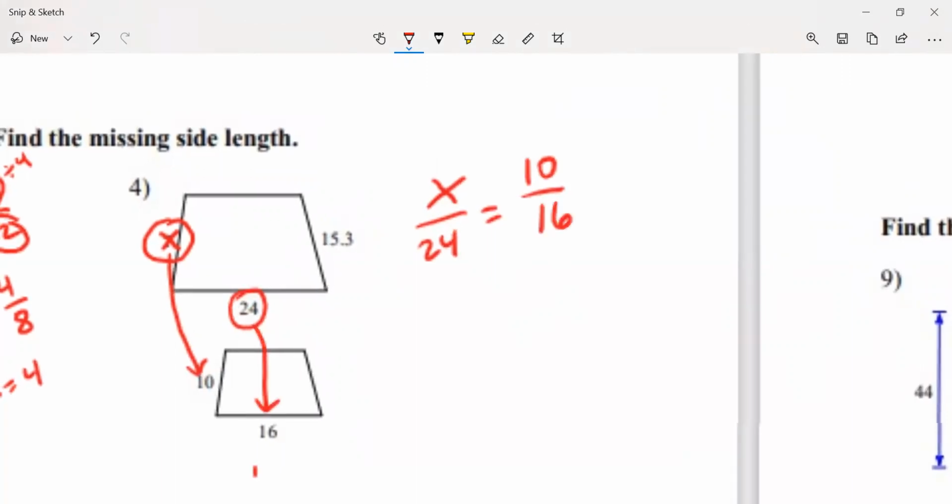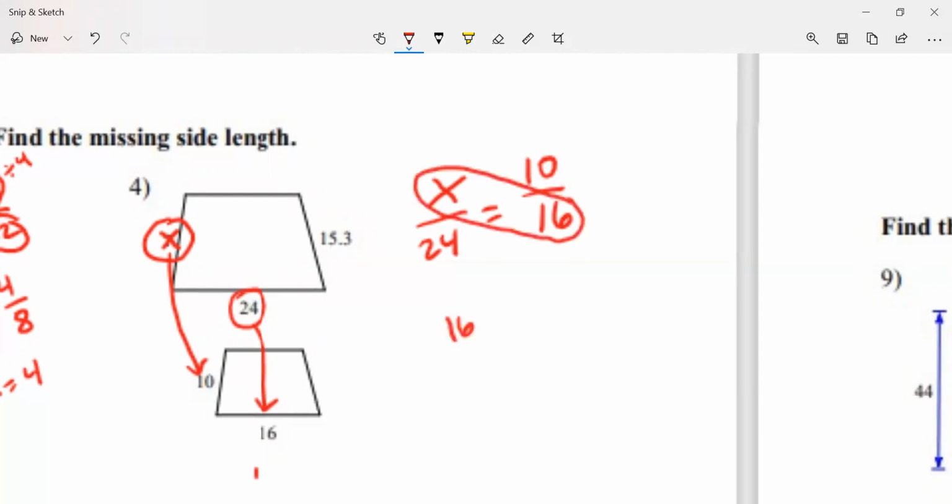I can either simplify them so my fractions look the same, or I can just cross multiply. Now, probably simplifying is not the best way to go always. So I'm just going to cross multiply. Let me go this way. 16 times x, 16x. 24 times 10 is 240.